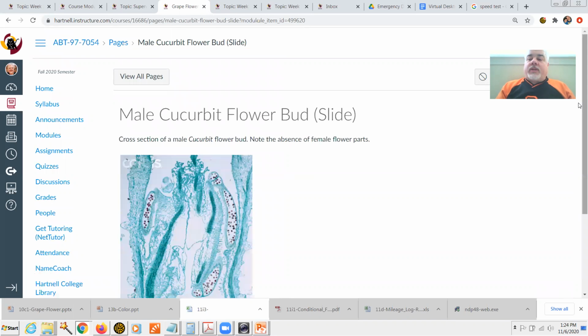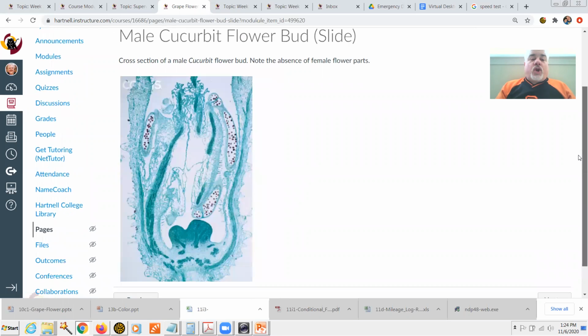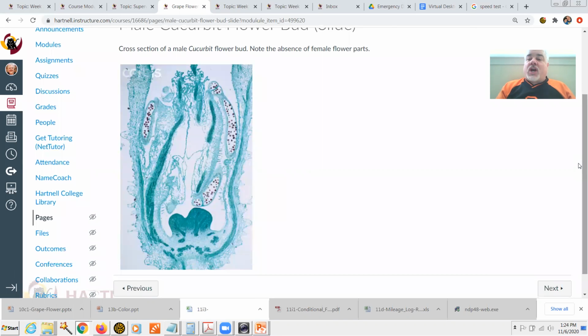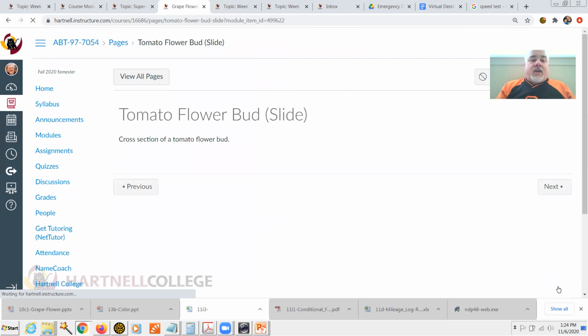Here's a cucurbit, a male cucurbit flower in a microscopic prepared slide. So this is the undeveloped female portion, but here are the stamen with the anthers, and you can see the pollen inside the anthers. All of these kind of deep burgundy dots represent the pollen. So that is a male cucurbit.